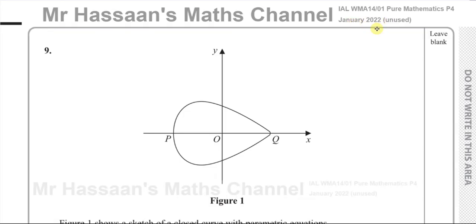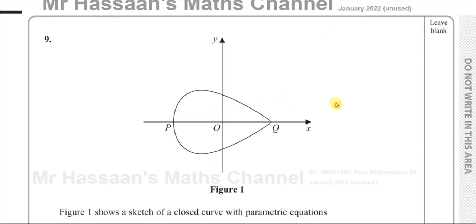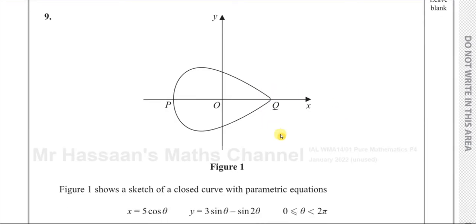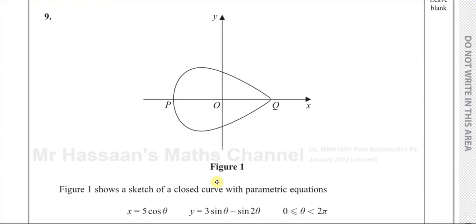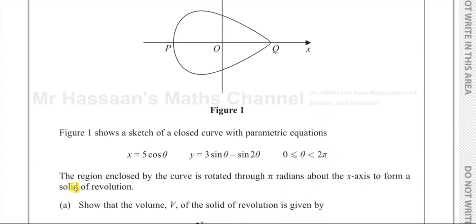This is the unused exam, and this question here is about parametric equations as well as volumes of revolution. It says figure 1 shows a sketch of a closed curve with parametric equations: x equals 5 cosine theta, y equals 3 sine theta minus sine 2 theta, and theta is between 0 and 2 pi. The region enclosed by the curve is rotated through pi radians about the x-axis to form a solid of revolution.